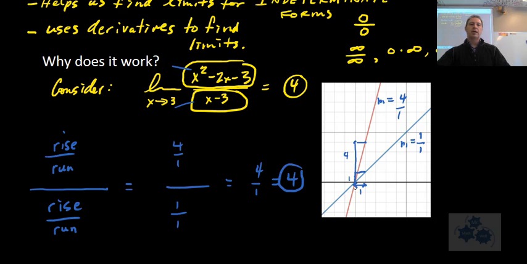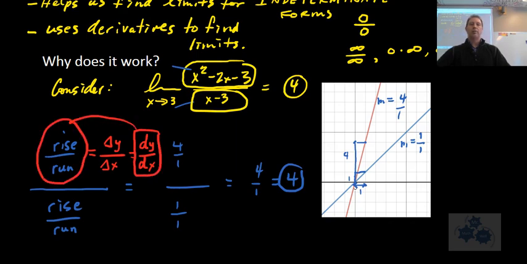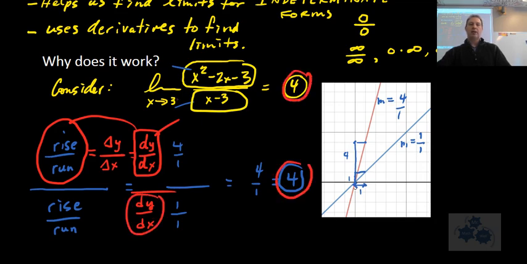Now that's interesting because the rise really is a change in y, isn't it? And the run is really a change in x, or to put it another way, a small increase in y over a very small increase in x. You see that? So we know that slope, if it's a straight line, is virtually the same as the derivative. So look at this. We have the derivative of the top function basically divided by the derivative of the bottom function equaling the same as this limit here. Okay?